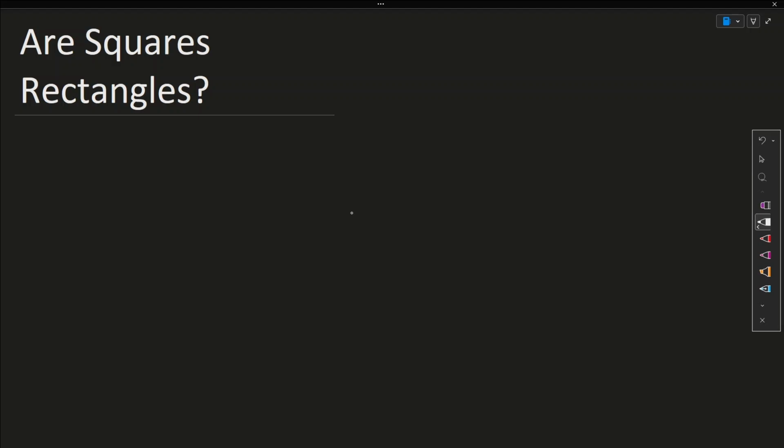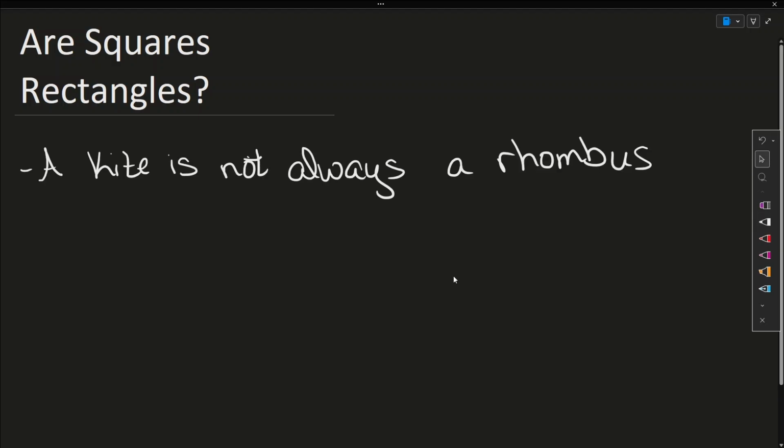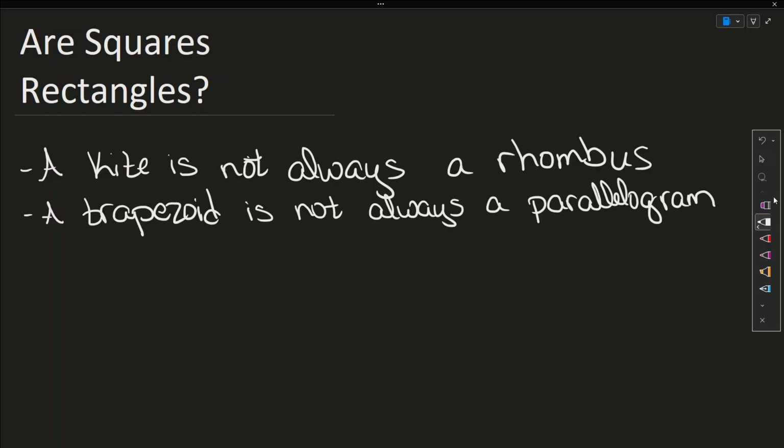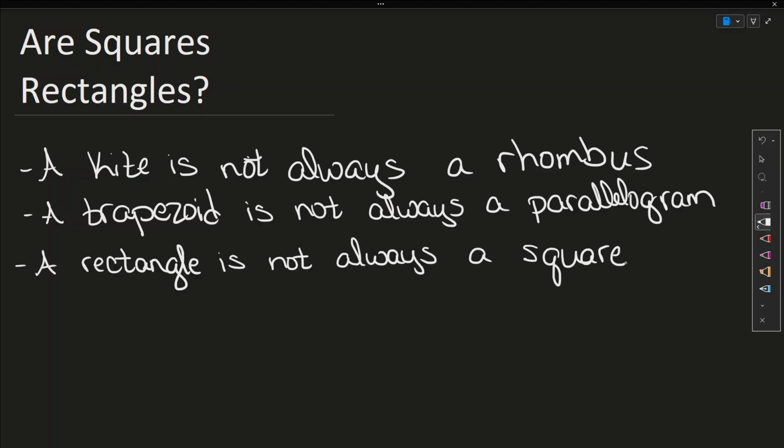You can also point out that some relationships are not always true. For example, a kite is not always a rhombus. A trapezoid is not always a parallelogram. Or a rectangle is not always a square. These are helpful examples because they push students to think carefully about which properties are required.